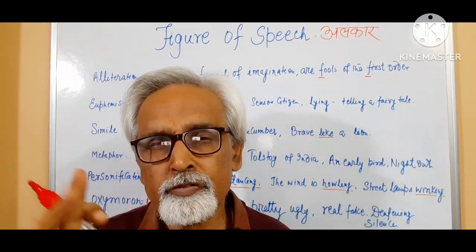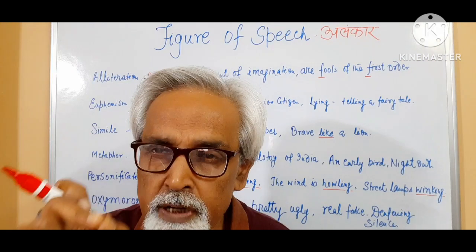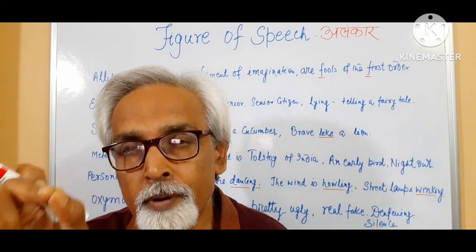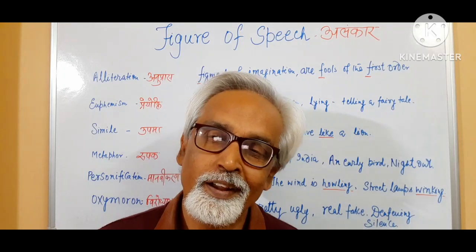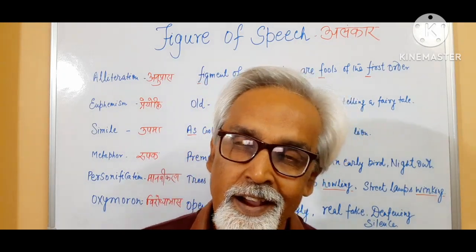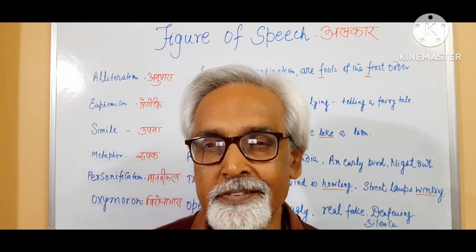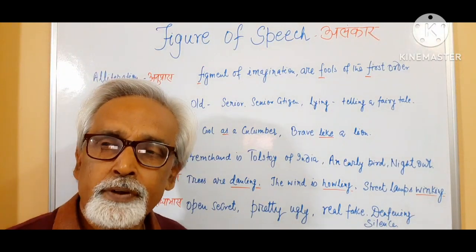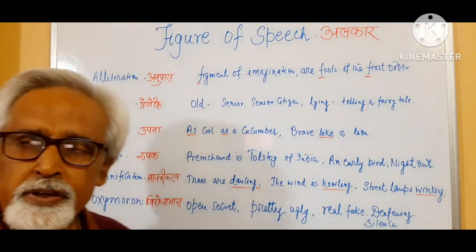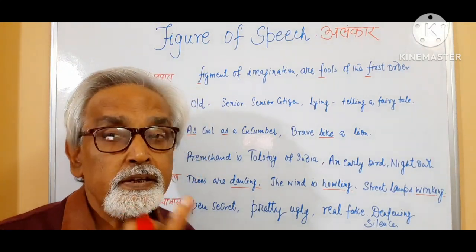क्लियर? अष्टादश पुराणेषु व्यासस्य वचनं द्वयं, परोपकाराय पुण्याय पापाय परपीडनम्. What a beautiful example of alliteration and how, using the letter P, the poet has composed it. So we have learned, and we have almost understood what alliteration is.